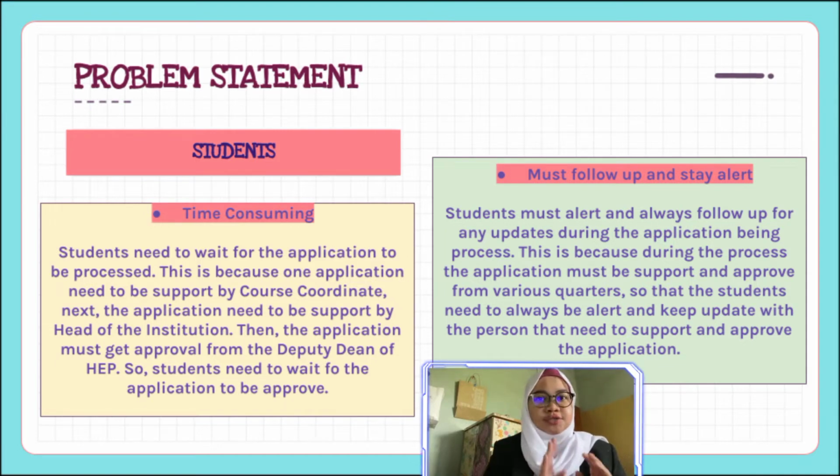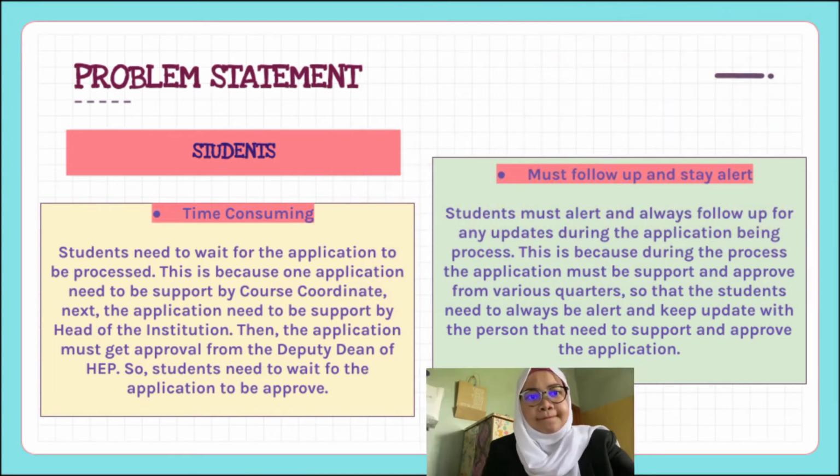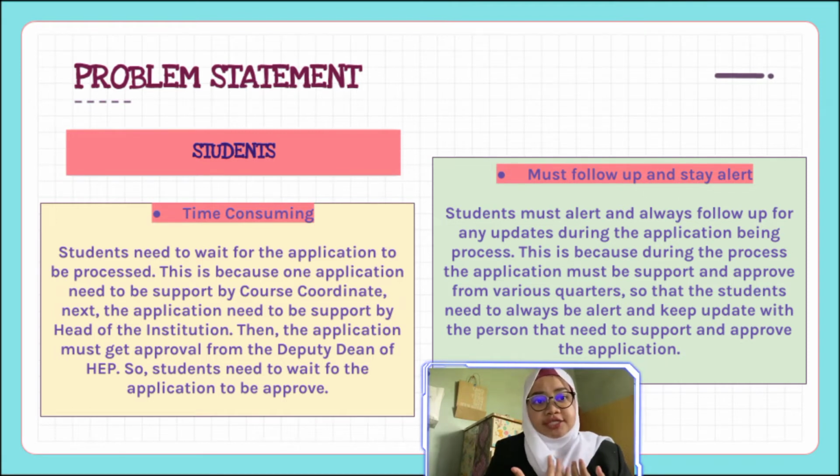Time consuming will require the students to get approval through three main levels, which were the course coordinator, head of the institution, and deputy dean. Next, it will make it hard for the students to always be alert whenever there are any important updates on the application process. For example, other students also have other commitments, not just having to wait for the approval. We as students also need to accomplish our targets and complete our assignments as well. So these are the problems stated on why we need to implement the new type of system for the students' application activity process.